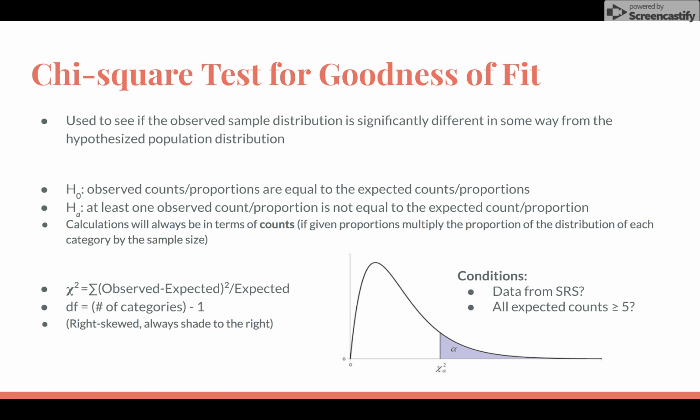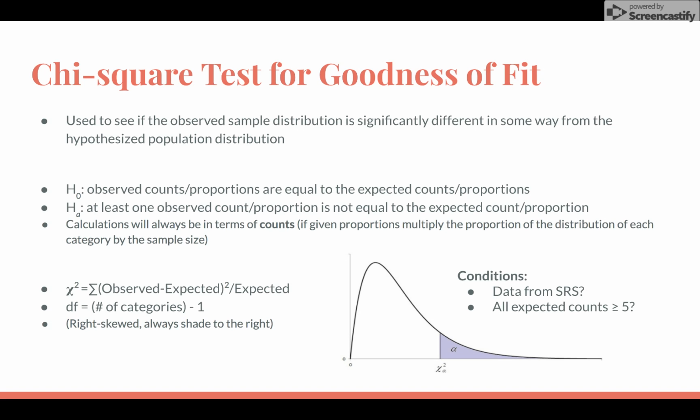Your null hypothesis would be that the observed counts or proportions are equal to the expected counts or proportions, and the alternative hypothesis would be that at least one observed count or proportion is not equal to the expected counts or proportions. And your calculations will always be in terms of counts. So if you're given the proportions, make sure you convert them to counts. The conditions for all three chi-squared tests are the same, which is data from an SRS, all expected counts greater than or equal to 5.